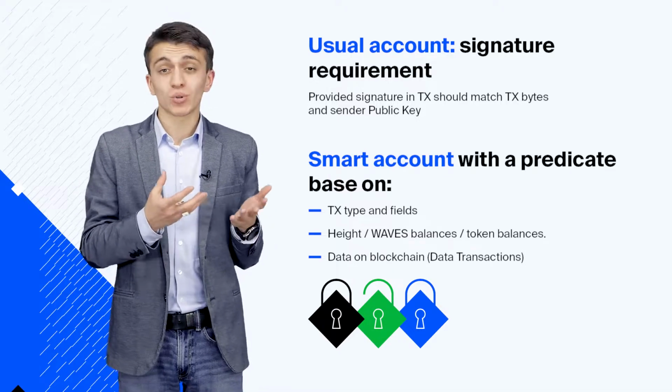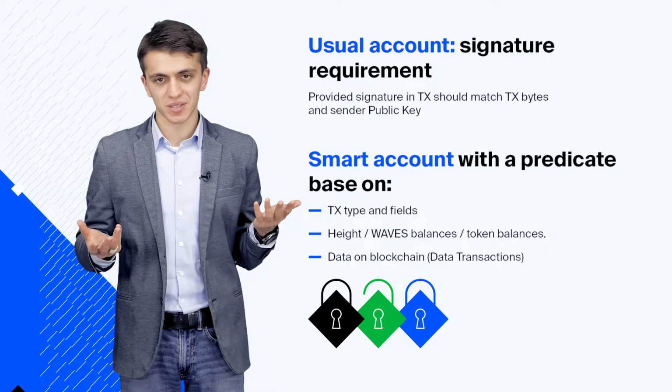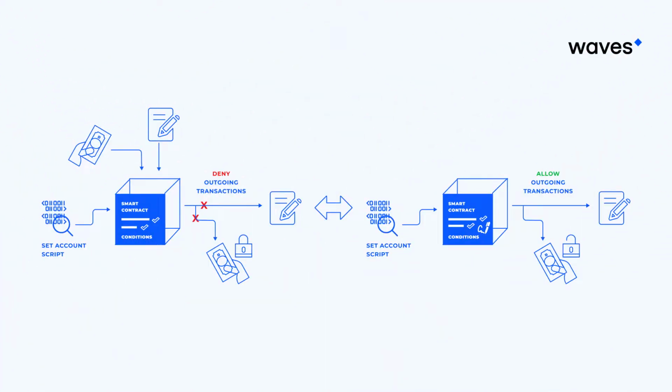Any Waves account can be converted to a smart account or a dApp by applying a script. A script is program code written in Ride, which was developed specifically for Waves. So first, accounts. An account script contains a set of conditions that allows or prevents different types of outgoing transactions. Only outgoing transactions, not incoming.